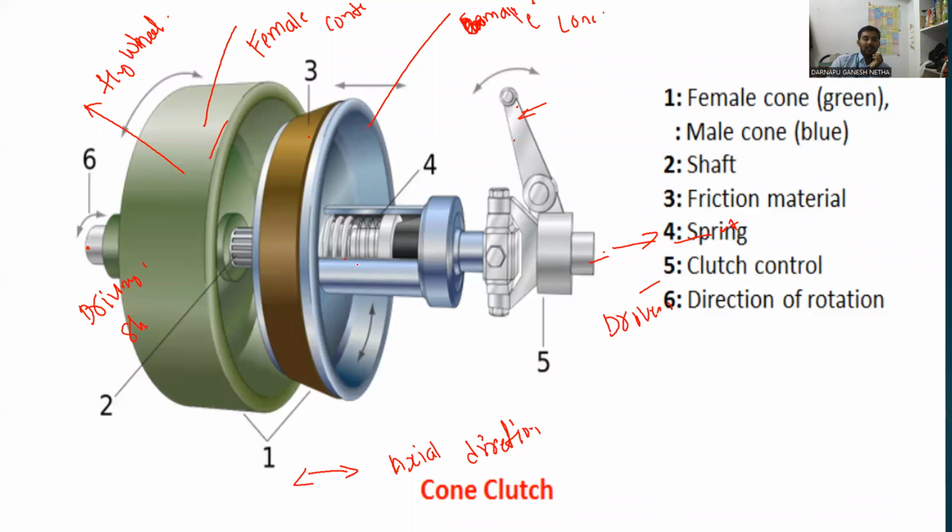Because of this gray color material, that is the friction lining, there is a chance to transmit the power from the male cone to the female. This will create a chance to rotate the male component.